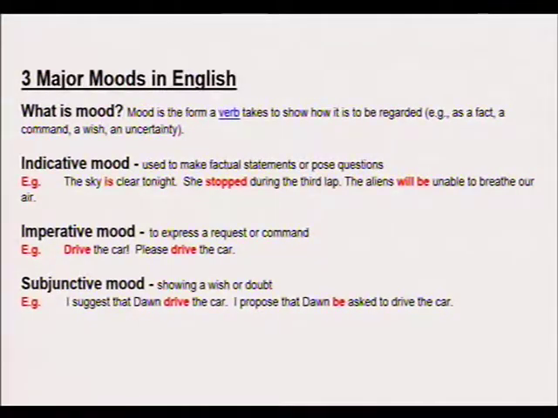The imperative mood is to express a request or a command. Remember, that kind of links with the types of sentences. Imperative sentences, imperative mood, same thing. Drive the car, please drive the car. And then the subjunctive mood, showing a wish or a doubt. I suggest that Dawn drive the car. I propose that Dawn be asked to drive the car. So again, that shows you would like that to happen.